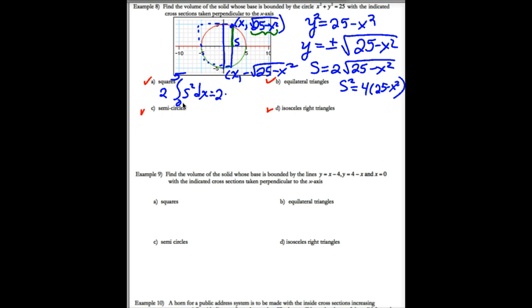the integral from 0 to 5 of s squared, which is right here, so I'm going to put a 4 out front, and then it would be 25 minus x squared dx. So that'd be 8 times, and you'd go integrate it.